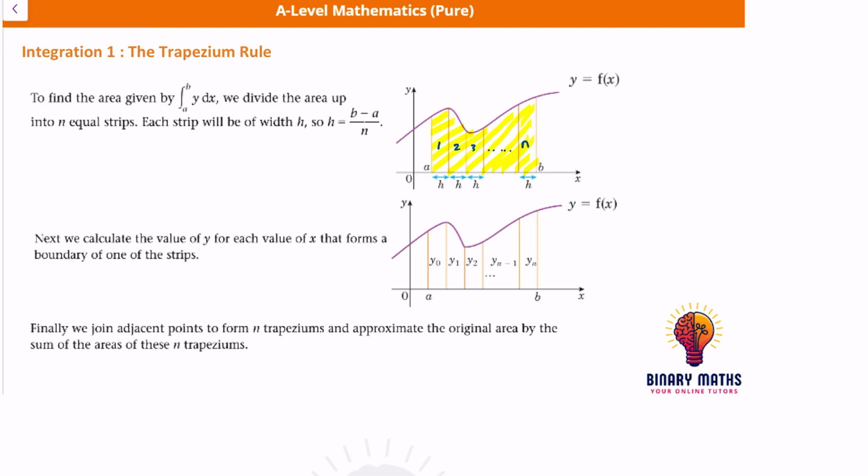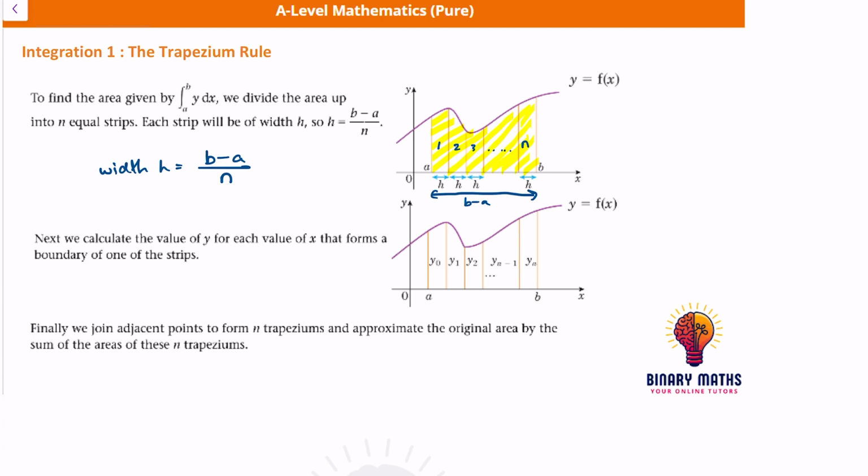Then the whole length is b minus a, because it's b take away a. And because we divided it into n strips, the width of each one, which is important, the width h is equal to b minus a divided by the number of strips, which is n. So b is the upper limit, a is the lower limit, and n is the number of strips.